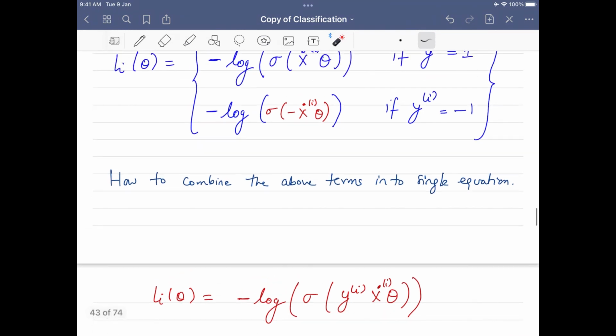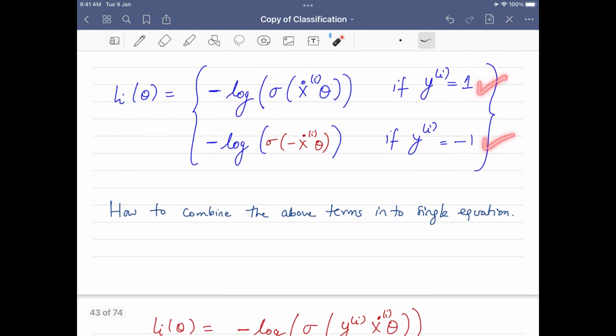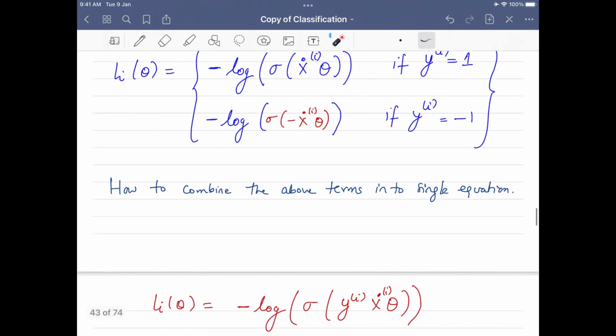The important point is how this particular loss function is equivalent to this and this. This is very easy. If you replace yi by 1, what you get is minus log of sigma x dot theta, which is the same as this. And if you replace yi as minus 1, you will get minus log of sigma of minus x dot theta, which is the same as this one.